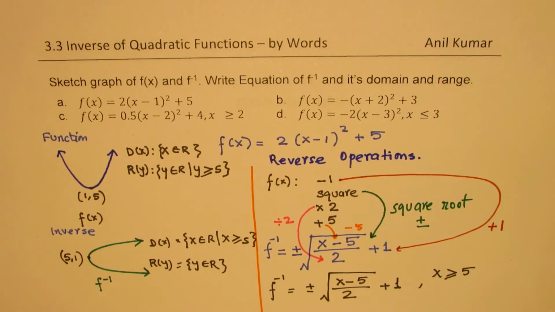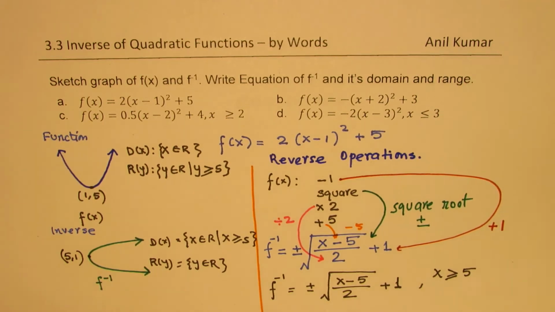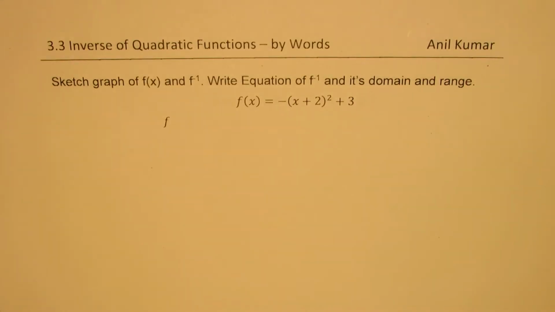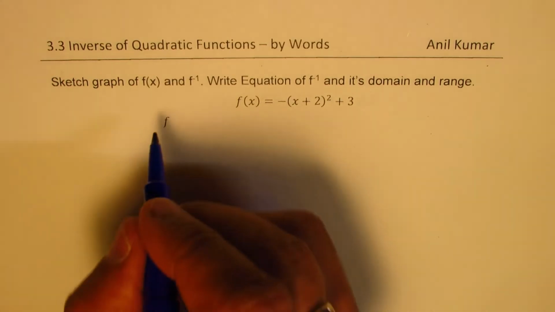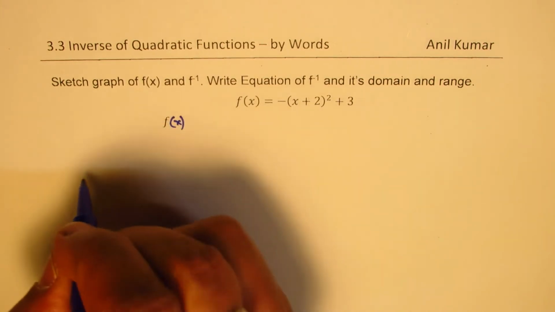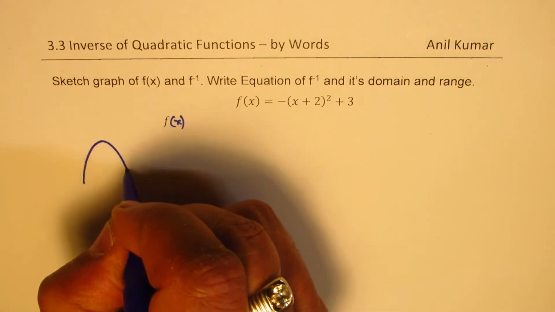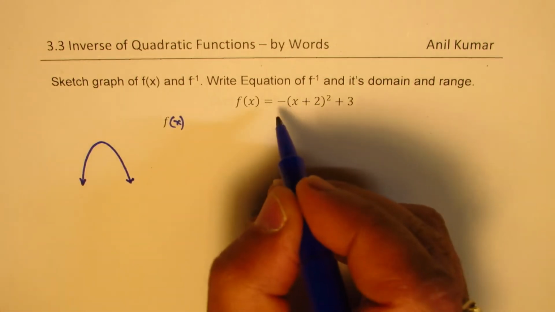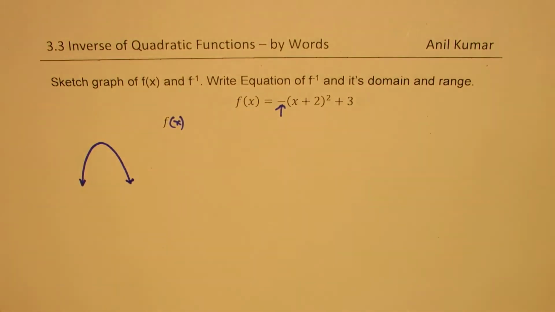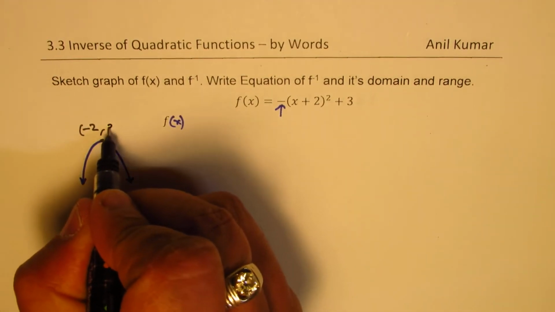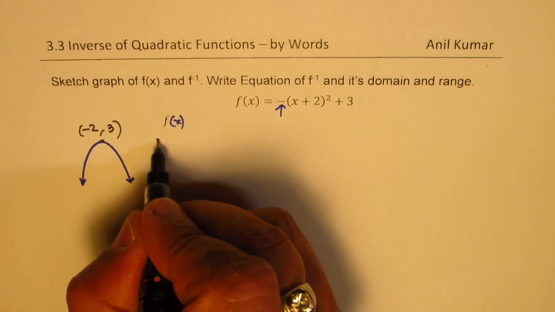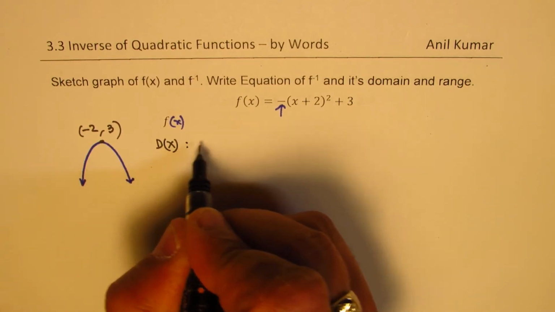Do you see that? We'll do it for the other 3 examples, and by the end, you will be a master on this technique. So now let's take the second example. In this example, we have a negative here, which means the parabola is going to open downwards, right? So as far as the function is concerned, the parabola now opens downwards. This is because we have this negative coefficient, and the vertex will be at minus 2, 3. Correct? So domain, we know, is all real numbers.